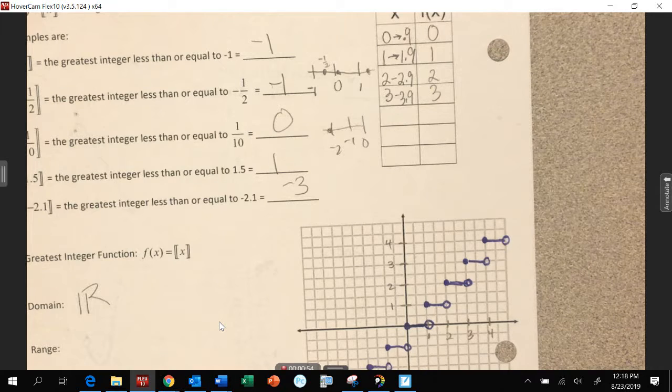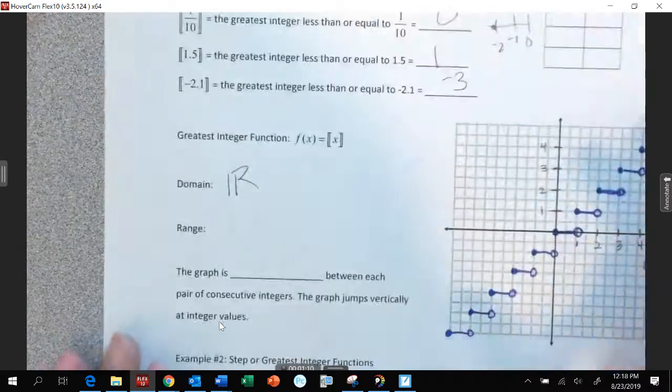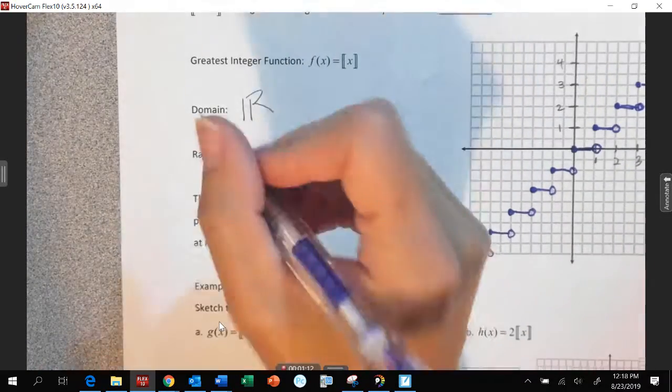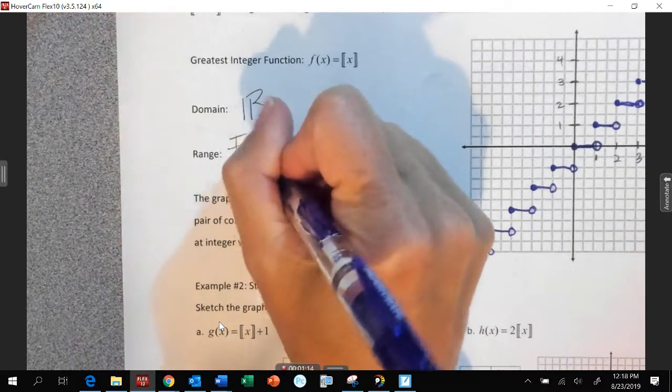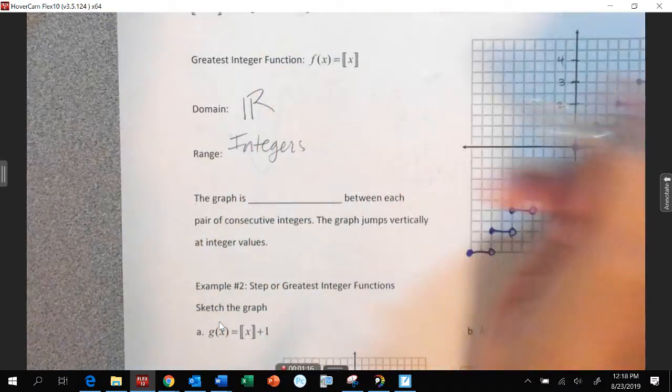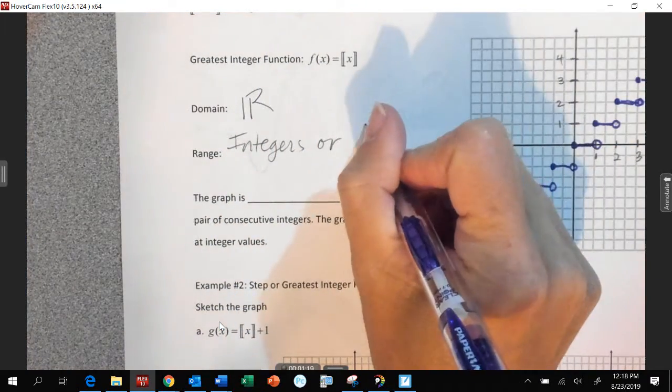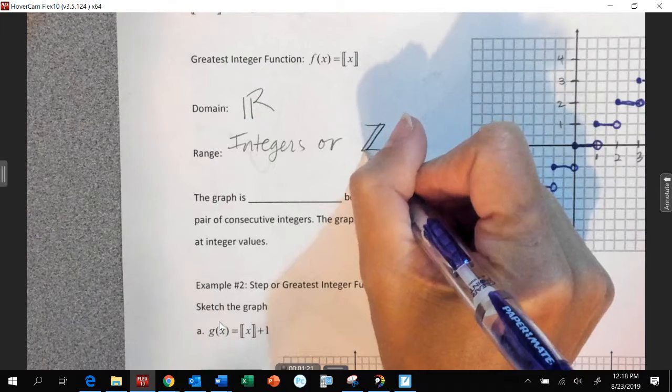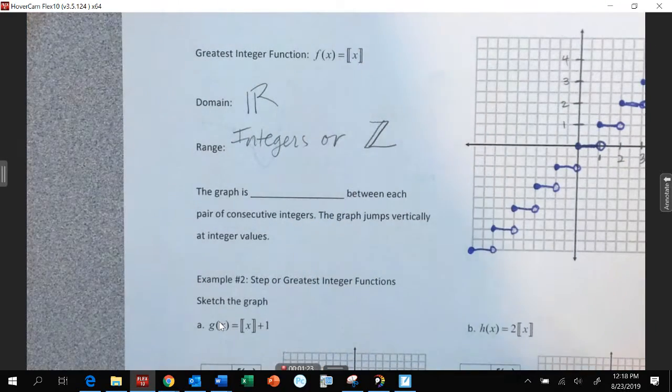Some of you did interval notation last year. You cannot write the answer integers in interval notation because somehow you'd have to show every single integer. Big pain. So we'll just write all the integers, or there is a symbol if you like symbols. Right? All integers. Or you can write the symbol. It looks like this. Integers.